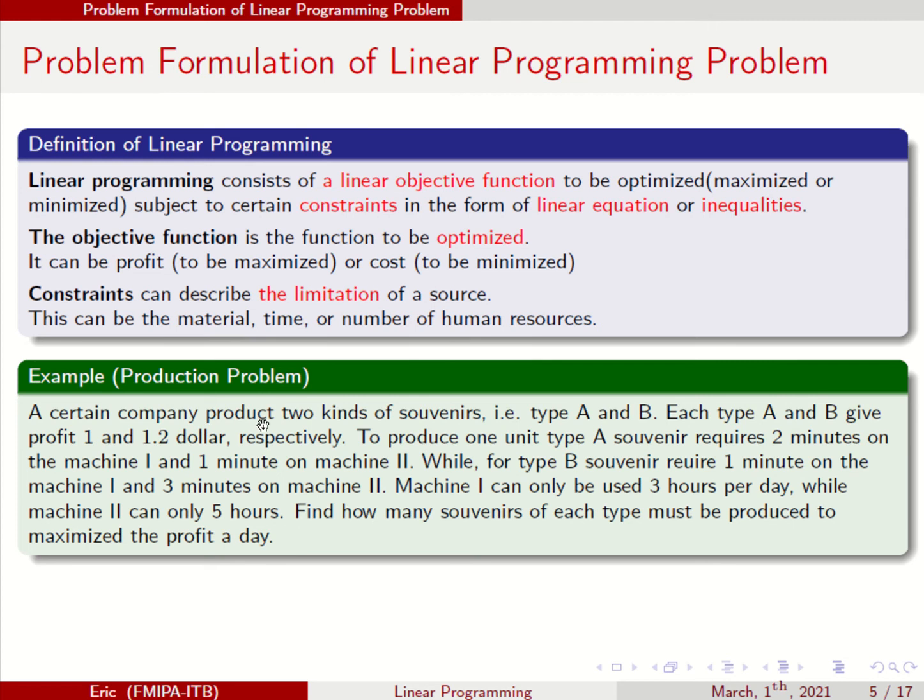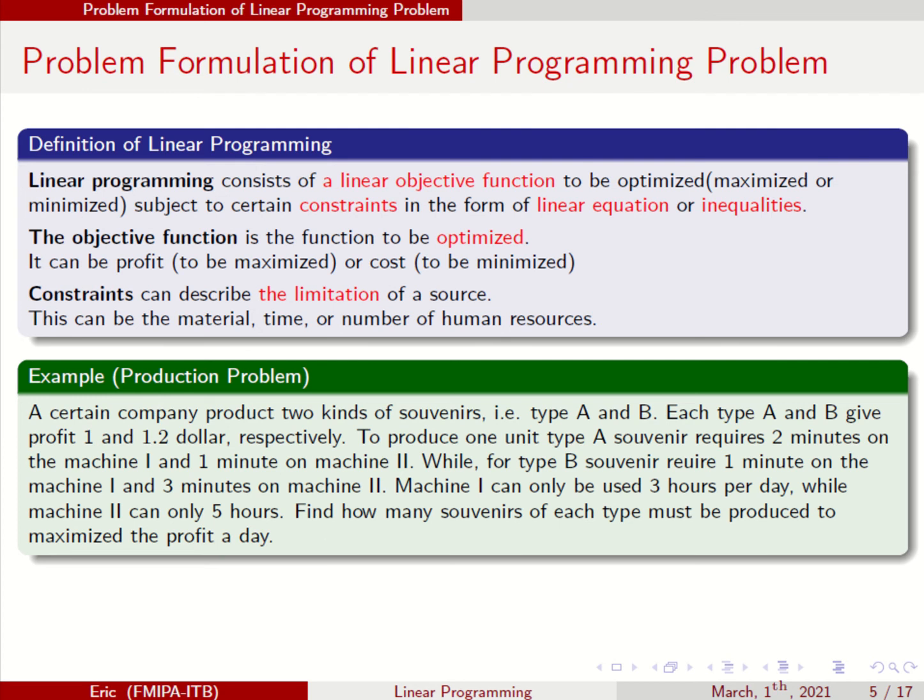A certain company produces two kinds of souvenirs, type A and type B. Each type gives a certain profit. To produce 1 unit of type A requires 2 minutes on machine 1 and 1 minute on machine 2, while for type B you can look at this. Machine 1 can only be used for 3 hours per day, while machine 2 can only be used for 5 hours a day. Find how many souvenirs of each type must be produced to maximize the profit a day.